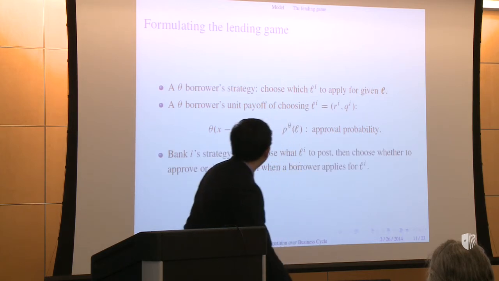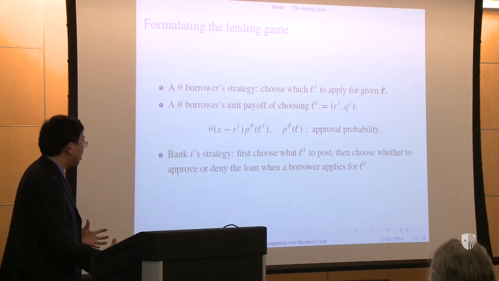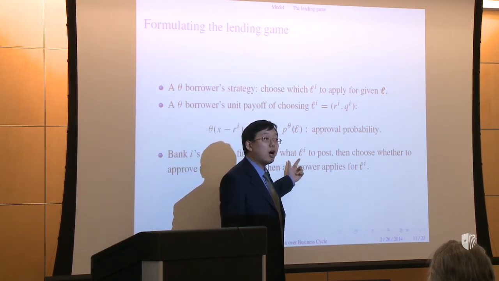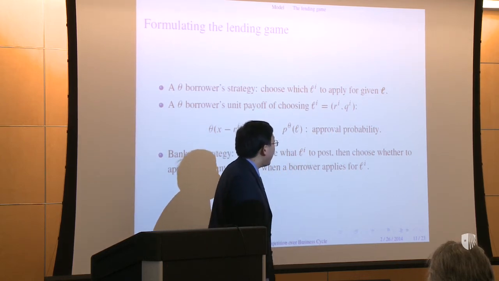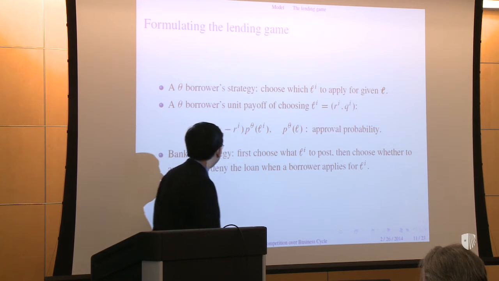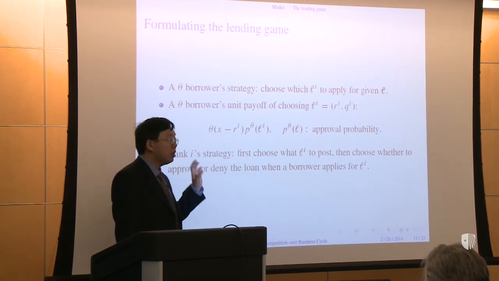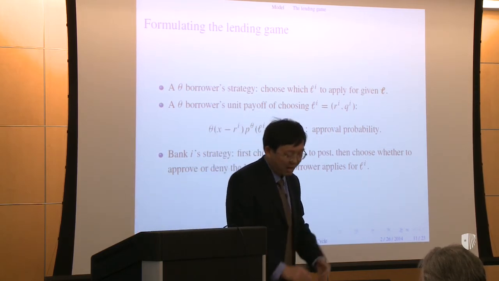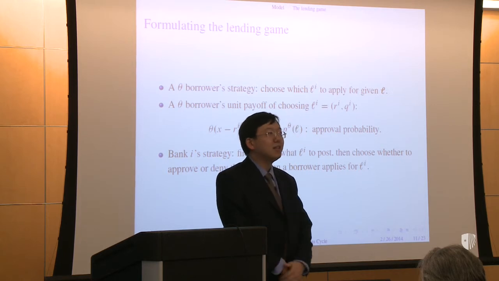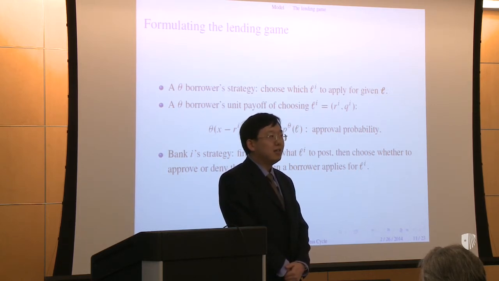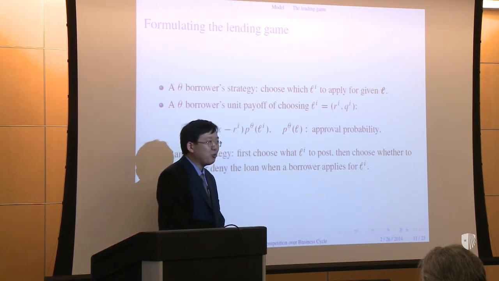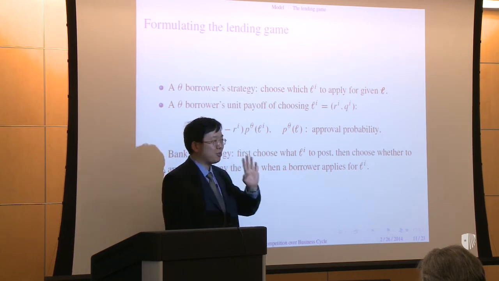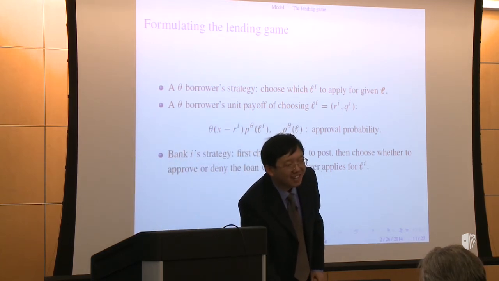Okay? So now what is the bank's strategy? First, the banks need to choose which loans to offer, to post publicly, and then the banks need to choose whether to approve or deny the loan when a borrower applies for that loan. So very simple, kind of. So you're saying that probability E theta would be either 1 or 0? Actually, it's going to be determined by the screening intensity. You will show in two slides. Okay?